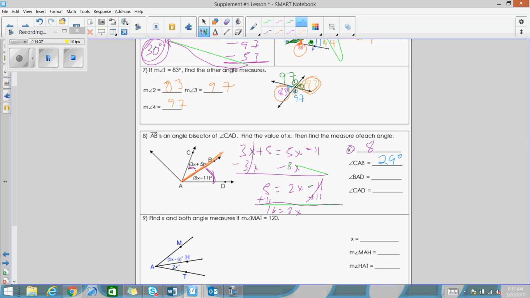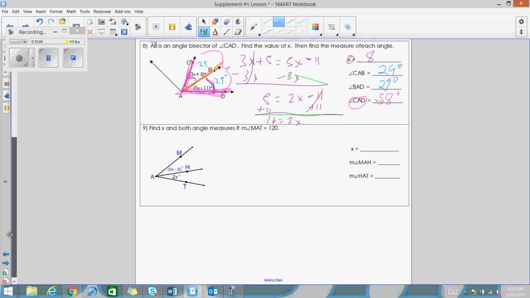And if this is 29, this must be 29 also because they're congruent, but we can test it. BAD, so 5 times 8 is 40. 40 minus 11 is 29. And then lastly, CAD is the entire big monster angle. And you get that by adding 29 and 29 and getting 58 degrees. 58.